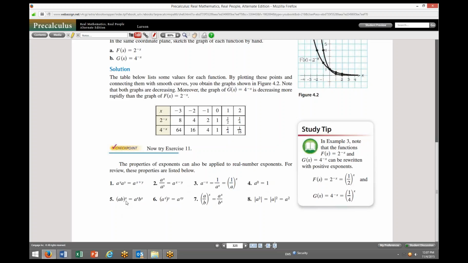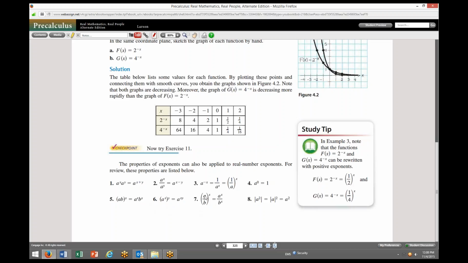A product to a power, the number a times the number b, in parentheses, all that raised to the x power is exactly equal to a to the x power times b to the x power. A to the x power itself raised then to the y power, a to the x, all that to the y power, is simply equal to a to the exponent being the product of x and y. So a to the x to the y power is a to the x times y.